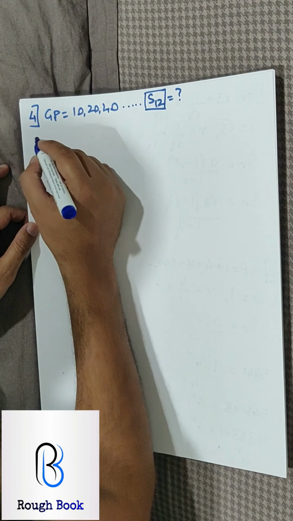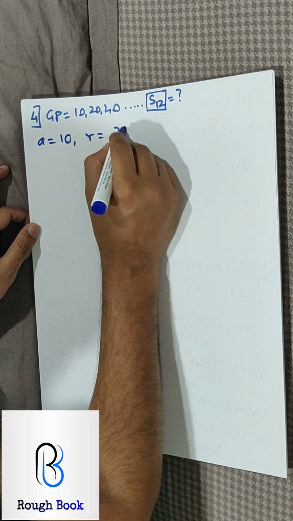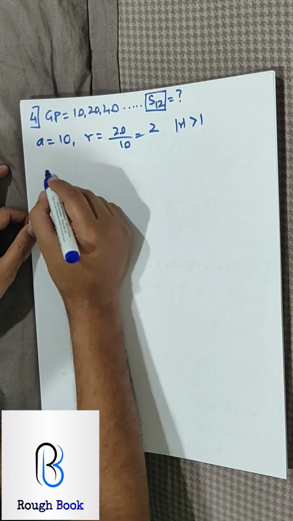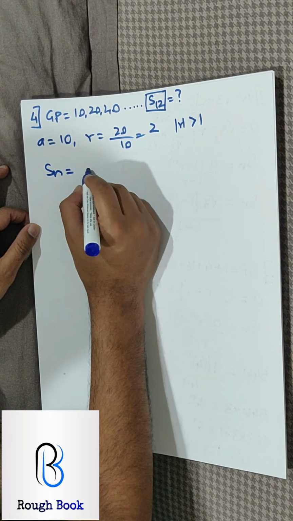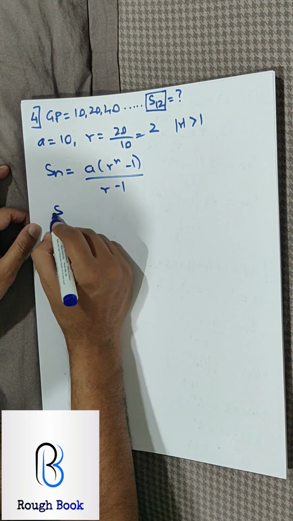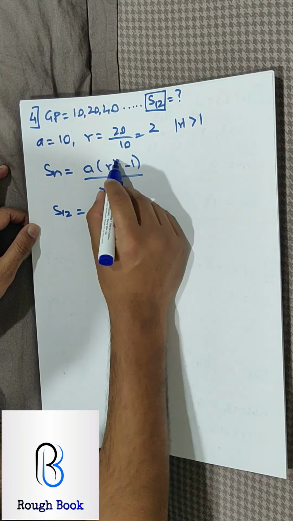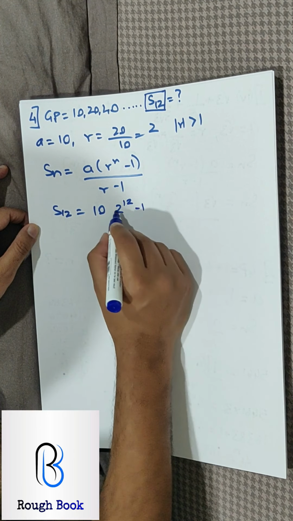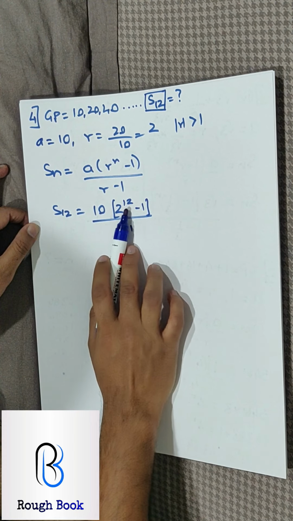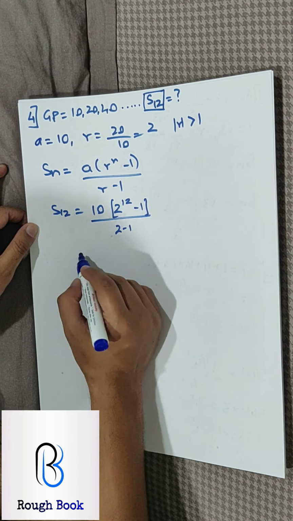So first term, pause the video now, try it. 10. R is 20 by 10, so 2. So R is greater than 1. My target is S12. So a(r^n minus 1) by (r minus 1). So S12, a is 10, R is 2, raised to n, so that will be 12 minus 1, over 2 minus 1. I told you if this is greater than 10, don't calculate, but in this case you will have to because it's a word problem, okay?